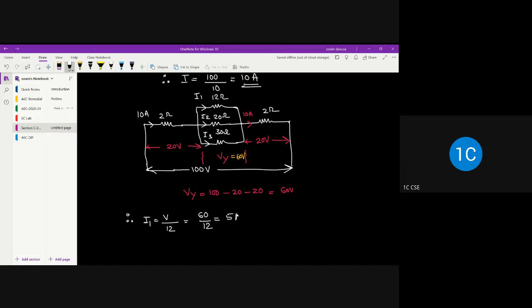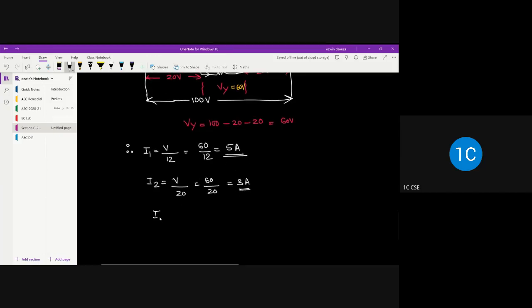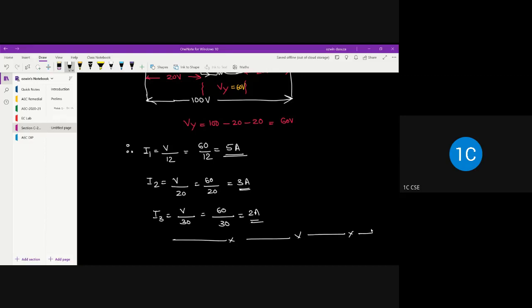That is 5 amperes. Similarly, I2 is equal to V divided by resistance, so this is 60 by 20, that is 3 amperes. So I3 should be 10 minus 5 minus 3, which is 2 amperes. That is one way of calculating. Or you can even use the V by R formula: V divided by 30, voltage is 60, resistance is 30, so 2 amperes. So there you are, that's the solution of this particular problem.